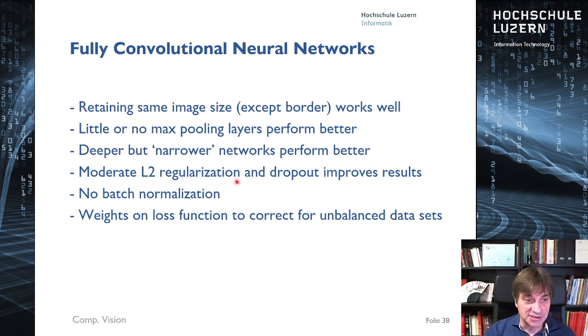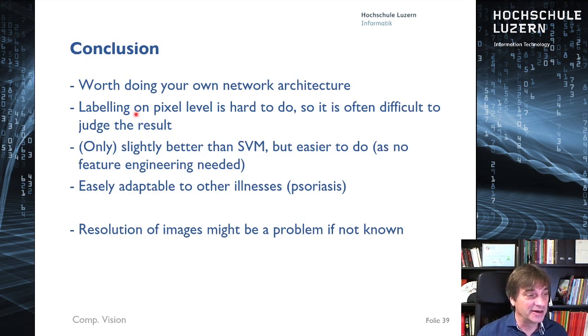We also used regularization and dropout, which improved the results. We didn't use batch normalization, and we weighted the data set a bit to correct for the unbalanced classes. It was really worth designing your own architecture to learn what works best. In the end, the result was only slightly better than a support vector machine, but, and this is the main advantage of convolutional neural networks, it was much easier to do. We didn't need to do any feature engineering of what features might work best on that data set. You just train the network end to end.